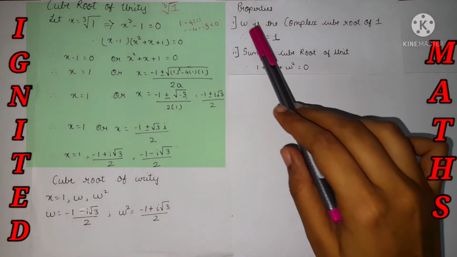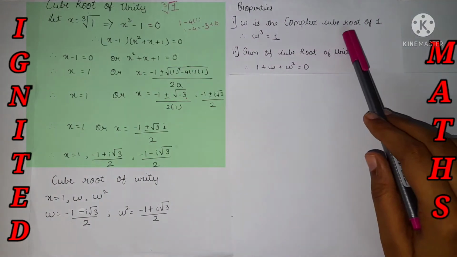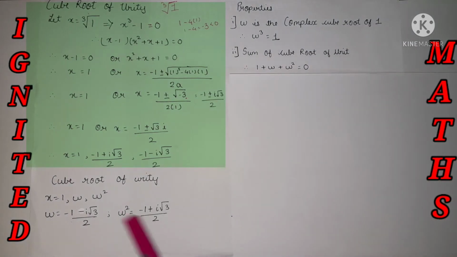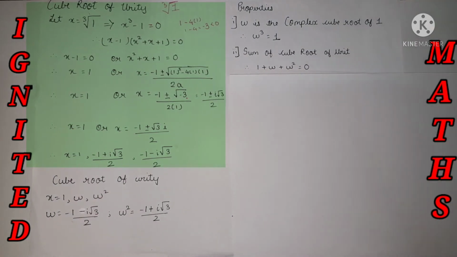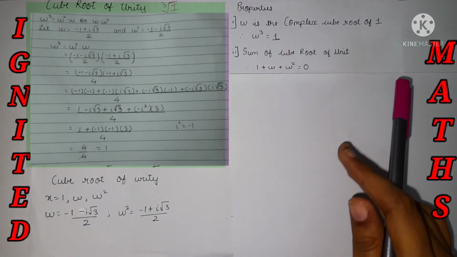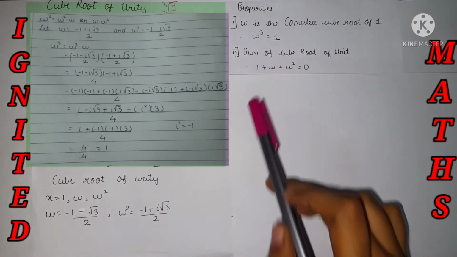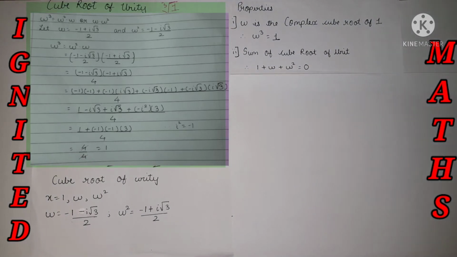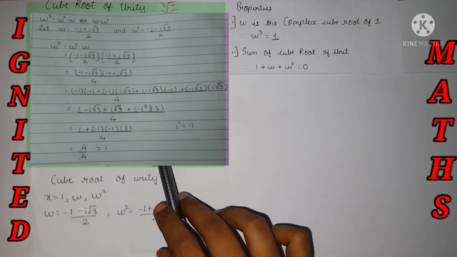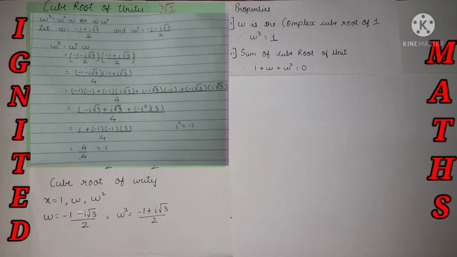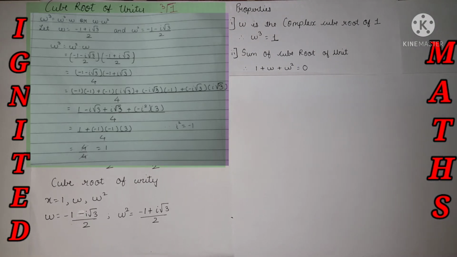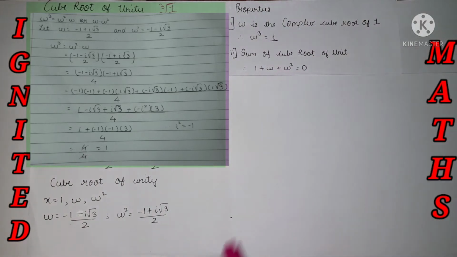So my first property is omega is the complex cube root of 1. Yes, omega is the complex cube root of 1. If we cube the value, I show it on the left hand side of the page. So omega cube is nothing but omega square into omega. Omega square has the value -1 plus i root 3 divided by 2, and omega is -1 minus i root 3 divided by 2. So I have shown it over here. After solving it, we will get the answer as 1. So omega cube is equal to 1.